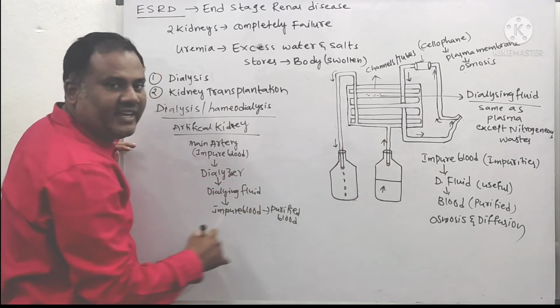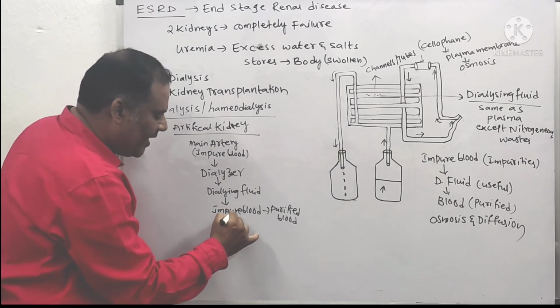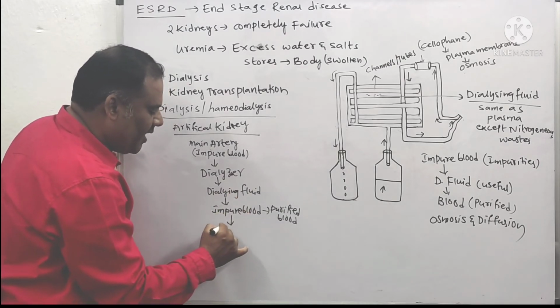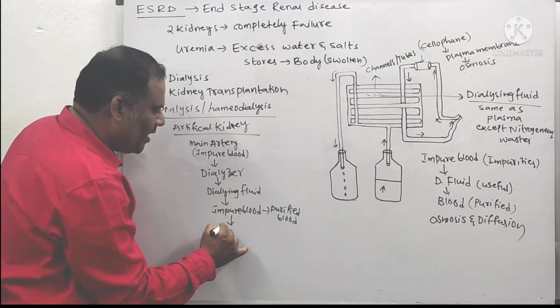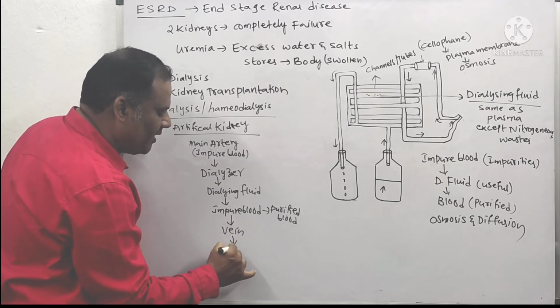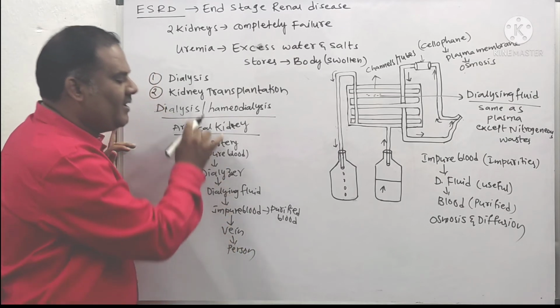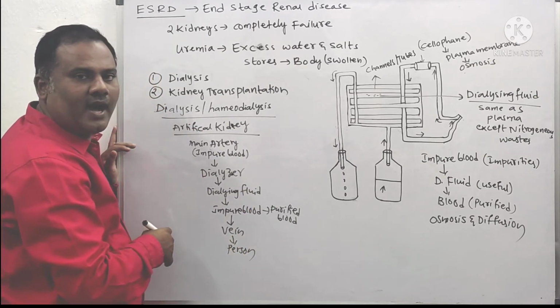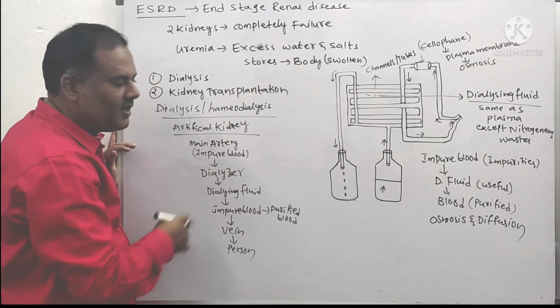That is how it works, as I explained. Now that purified blood is taken through the vein of the patient and enters the person. In that way, the dialysing process occurs. This is the dialysing process.